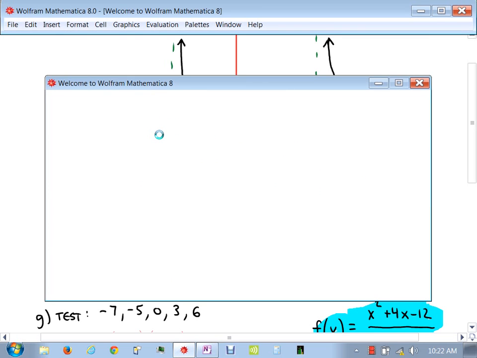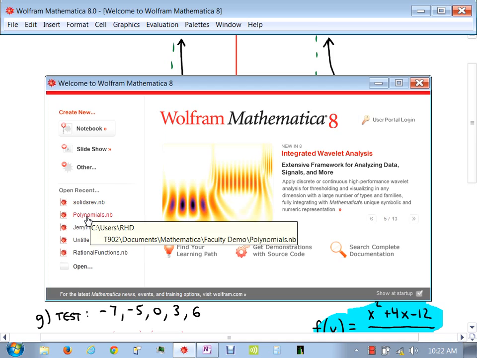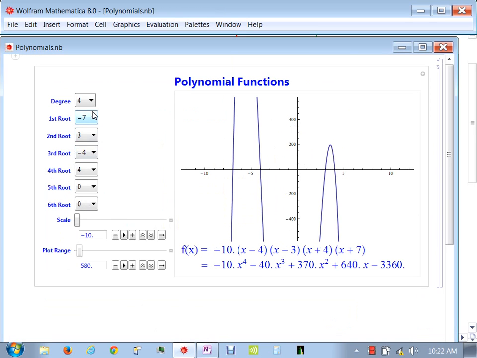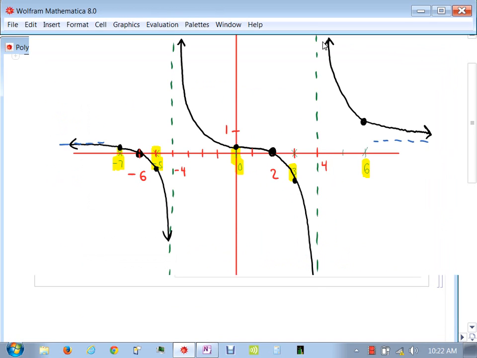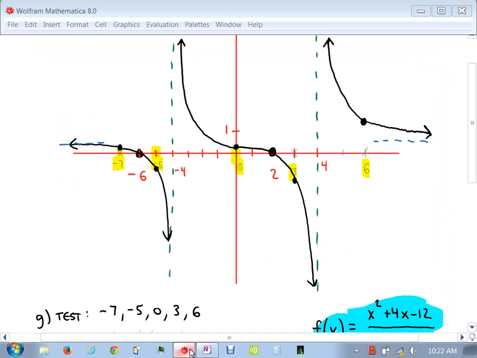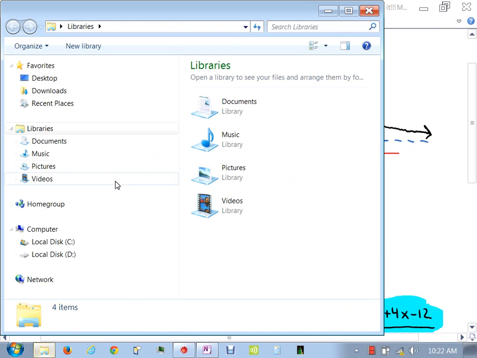See if this opens for me this time. There we go. Oh, wait. It's not a polynomial. It is a rational function. Let's see.